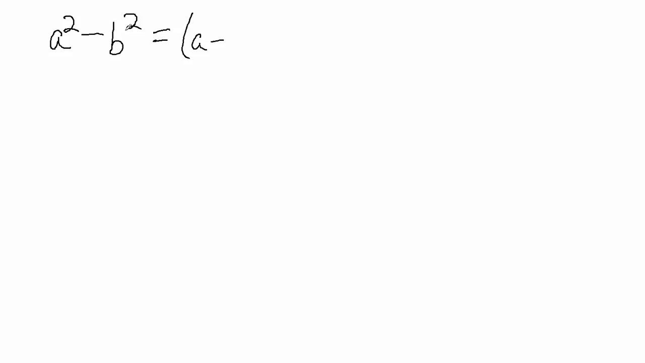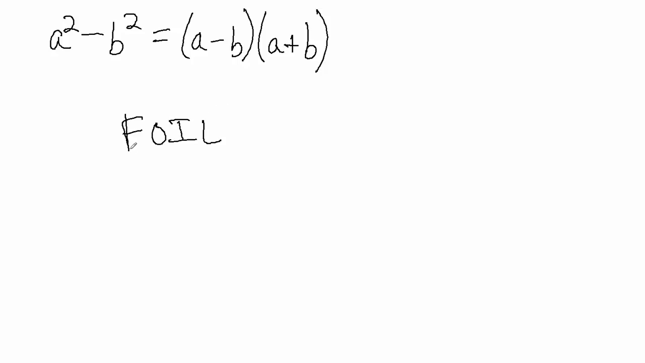So if we have a squared minus b squared, that factors into the quantity a minus b times the quantity a plus b. Okay? Now, just like before, we're going to verify that by expanding the right-hand side and seeing what we get. So here we can just use the technique known as foiling. FOIL means first, outer, inner, last.